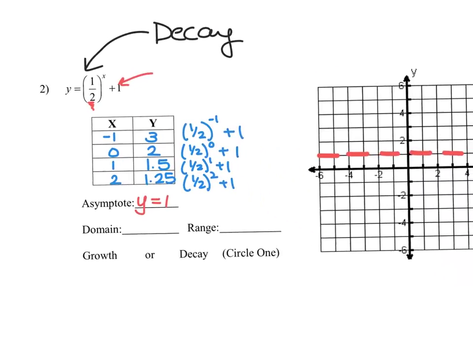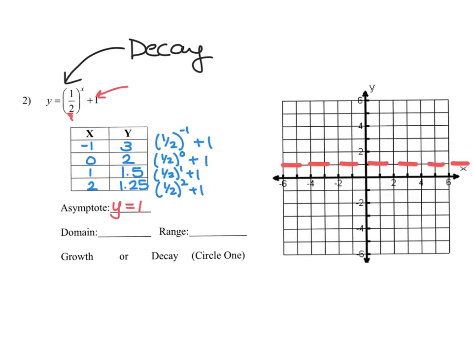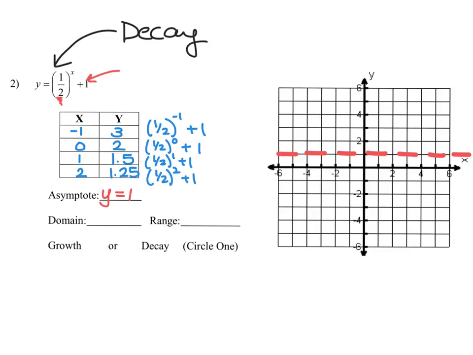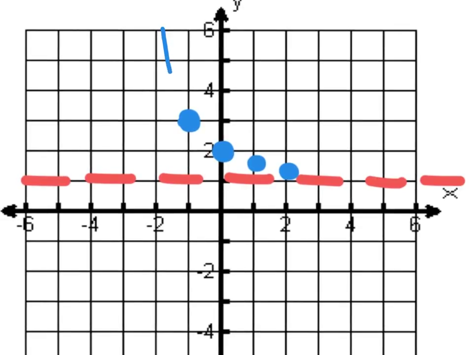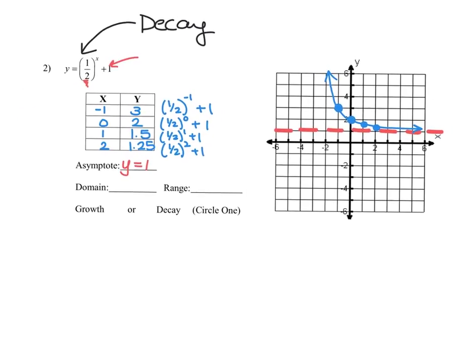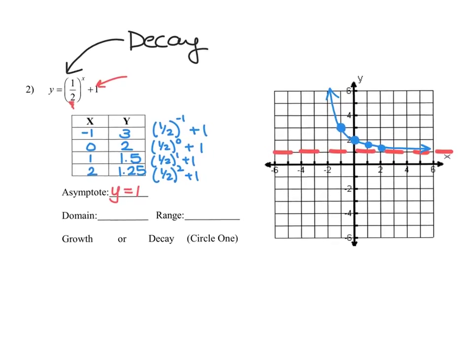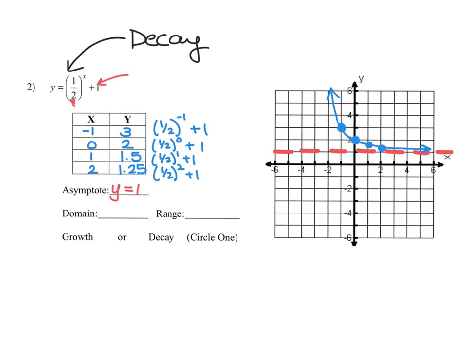Alright, that's it. So now just plot those points. -1, 3 is up here. 0, 2, right there. 1, 1.5, I mean that's just kind of approximate, and 2, 1.25, even closer. So I'm going to zoom in. Remember the shape of an exponential. Now this one's decay, so it's going down. That's our general shape.